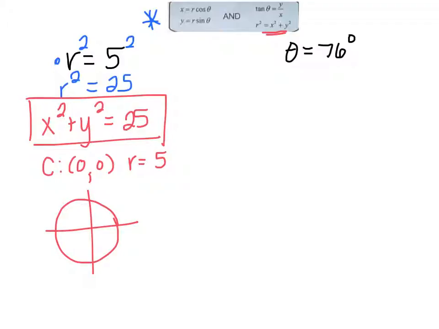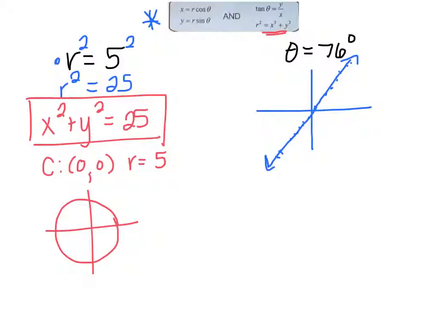Well, now let's take a look at theta equals 76 degrees. Well, let's plot 76 degrees. Well, 76 degrees is approximately right here. And I can continue it in both directions. So I'm looking for what's an equation to get all of these points, because all of these points right here that fall on this line have an angle of 76 degrees.